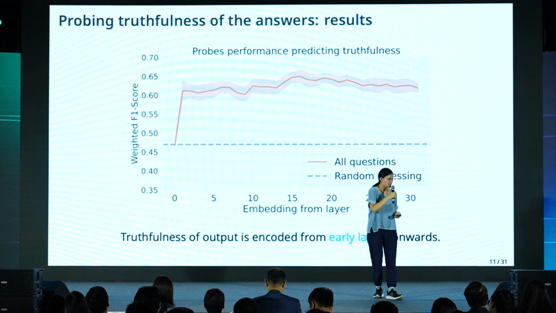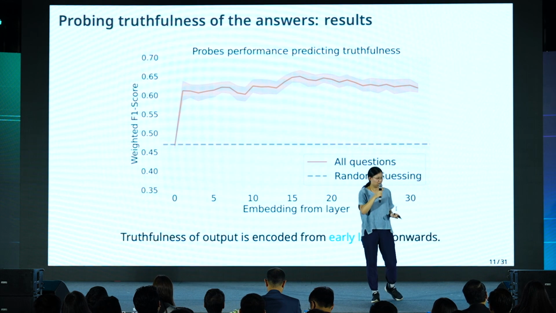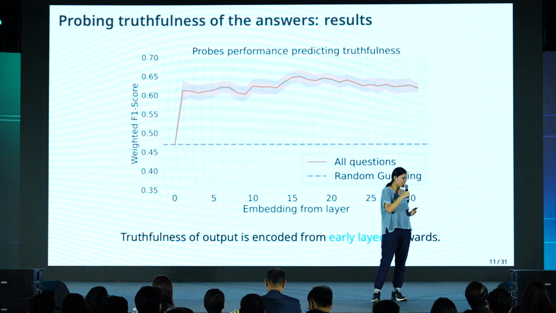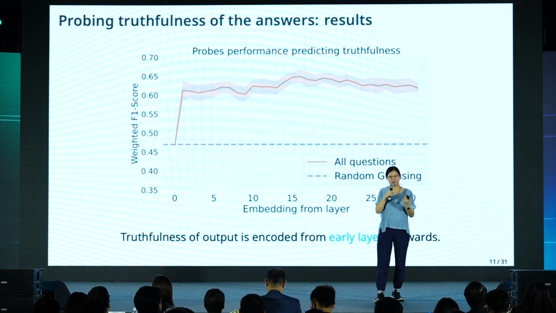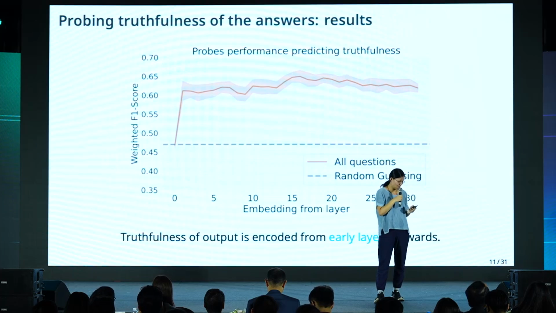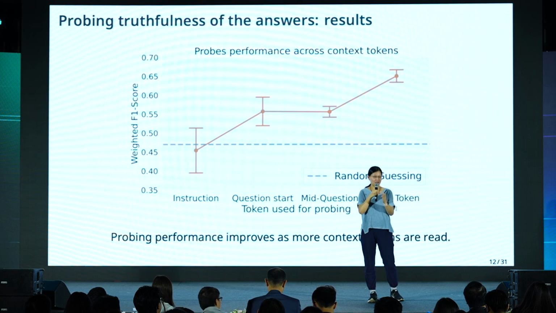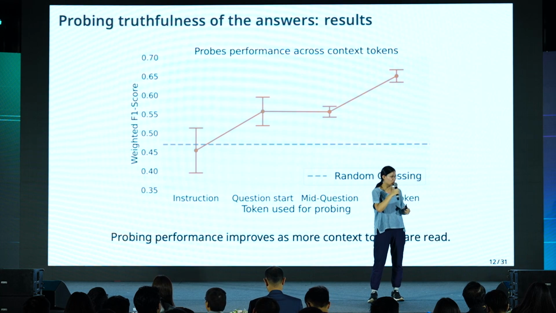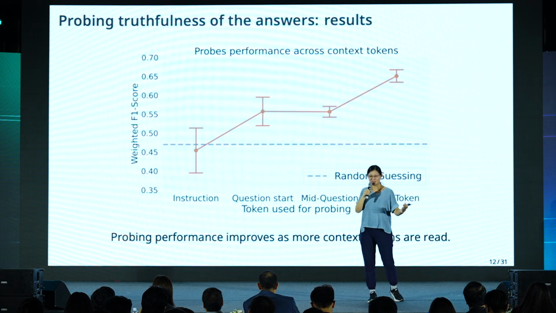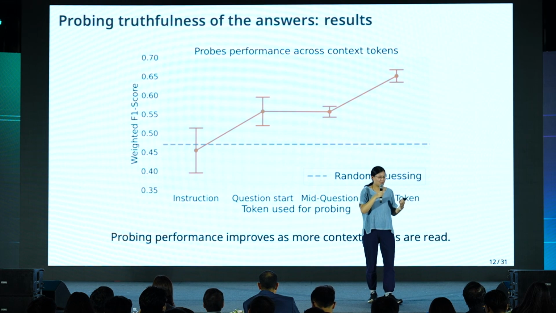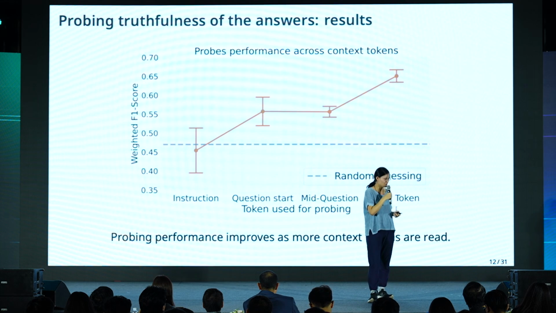And here we see that, in this figure, the x-axis is the layer the embedding is coming from, and the y-axis is the probing accuracy, or actually F1 score. We see that even from the very early layers, we can predict whether the answer is going to be truthful or not before the model has generated it. And the performance is much better than the random guessing baseline. In addition, if we take embeddings at different positions of the question, we can see that the prediction of the truthfulness of the answer also increases. So this suggests that while processing the question, the model is actively trying to infer whether it should generate a truthful or untruthful answer.